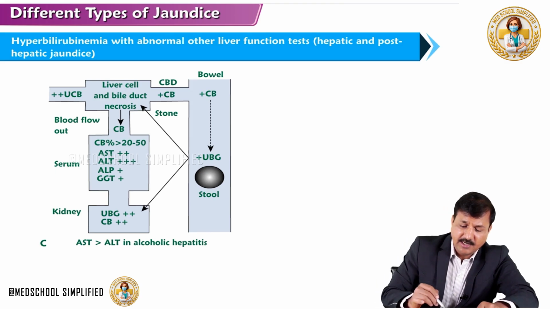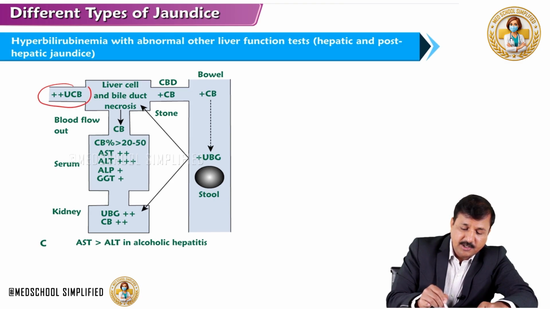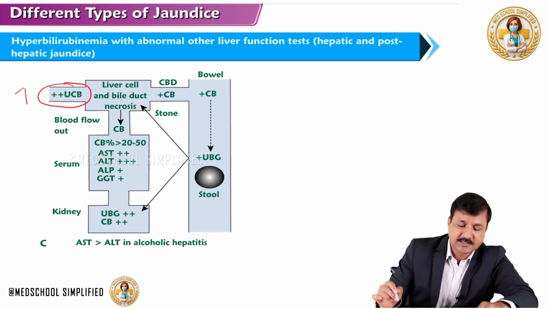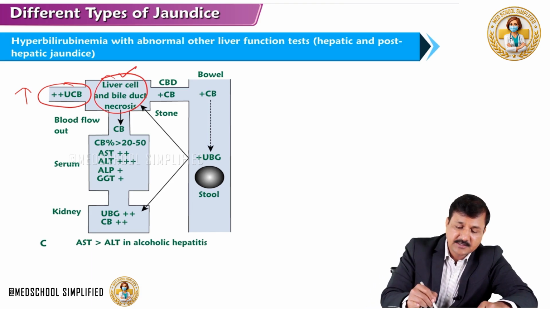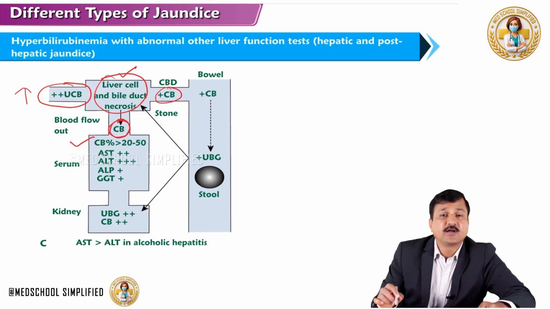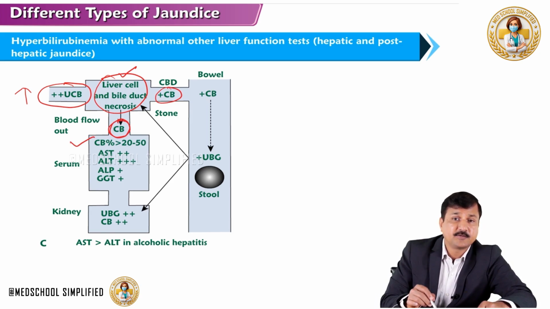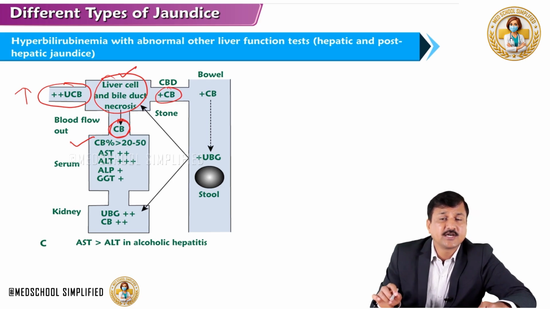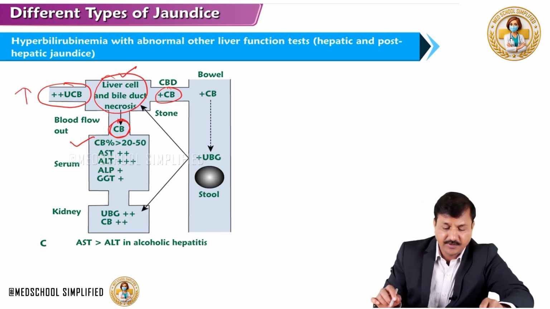So here is the figure that will help you understand all the things that we have seen before. Unconjugated bilirubin is elevated, so that is 2+ there. With liver and bile duct necrosis, because the problem is in the liver, the conjugation process can be affected. So you have 1+ CB, but the conjugated bilirubin is leaking out into the blood. So the conjugated bilirubin in the blood is 20 to 50% of total bilirubin. Normally, conjugated bilirubin is usually less than 20% of total bilirubin. Now it is 20 to 50%.